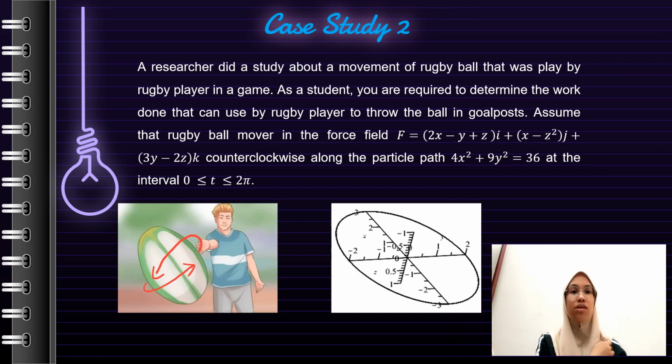Case study 2: a researcher did a study about the movement of a rugby ball that was played by a rugby player in a game. As a student, you are required to find the work done that can be used by the rugby player to throw the ball into the goalposts. Assume that the rugby ball moves in the force field F as stated, counterclockwise along the particle path 4x squared plus 9y squared equals 36 over the interval 0 to 2 pi.